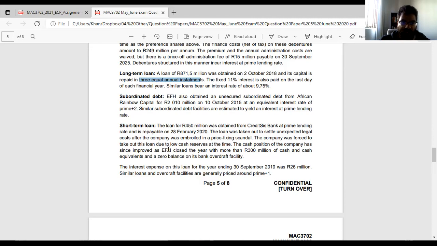The interest expense on this loan for the year ending 30 September 2019 was 26 million. Similar loans and overdraft facilities are generally priced around prime plus 1%.